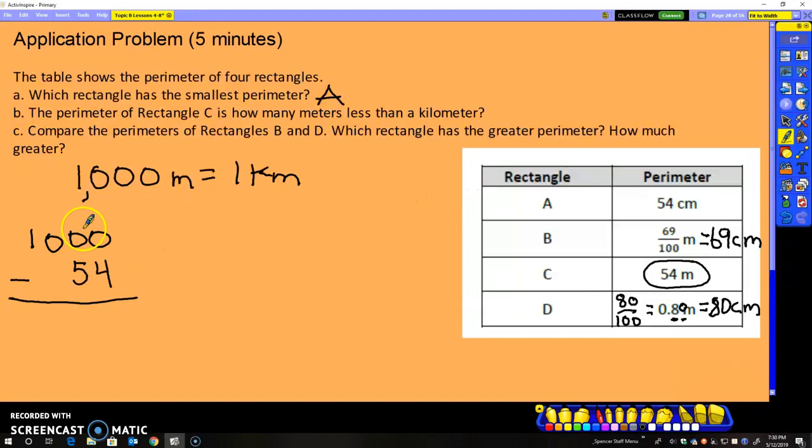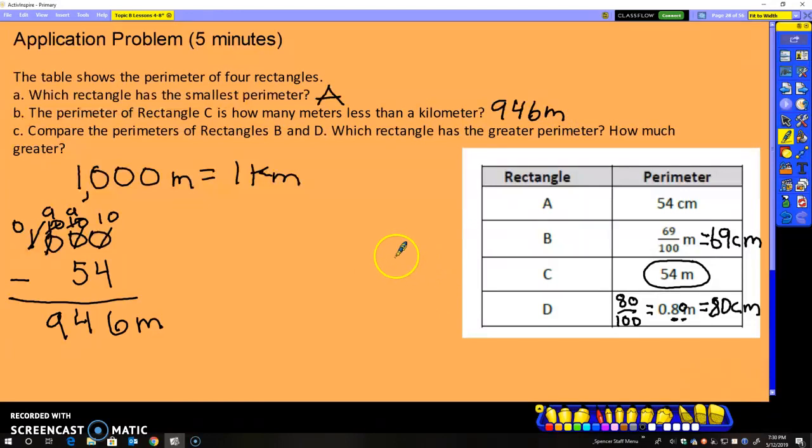Lots of renaming involved here, so be careful. Go all the way out to my thousands. I rename to my hundreds. Now I have to rename again. And the ones becomes 10. Now 10 minus 4 gets me 6. 9 minus 5 gets me 4. And 9 minus nothing gets me 946. These are meters. So the answer to question B is 946 meters.